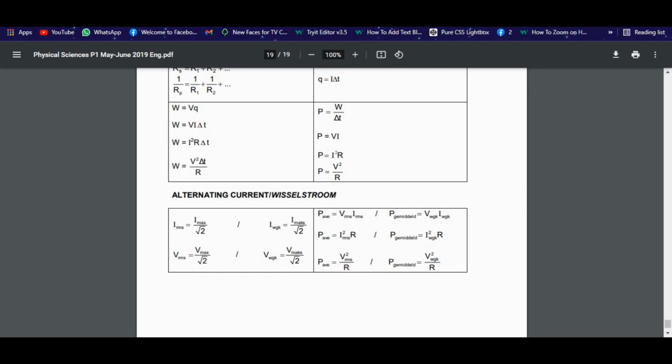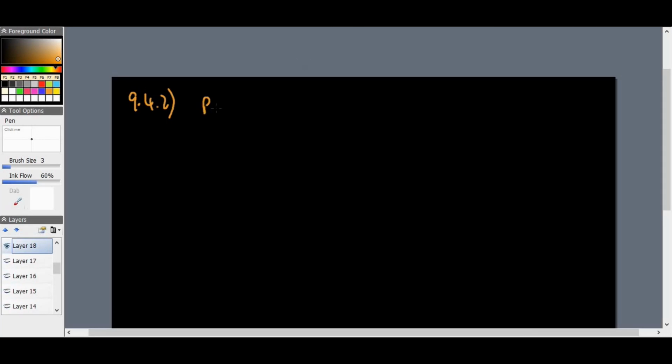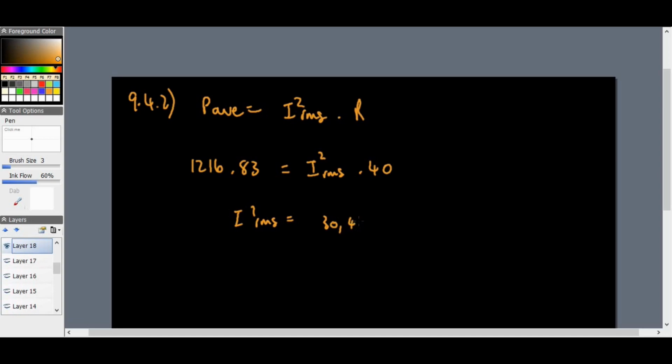Let's try P average is equal to I squared RMS multiplied by R. So the P average we got was 1216.83, which is equal to I squared RMS multiplied by 40. So let's just divide both sides by 40 quickly. 1216.83 divided by 40, and we'll get I squared RMS to equal 30.42. I'm going to write down the entire decimal because we're going to square root it.